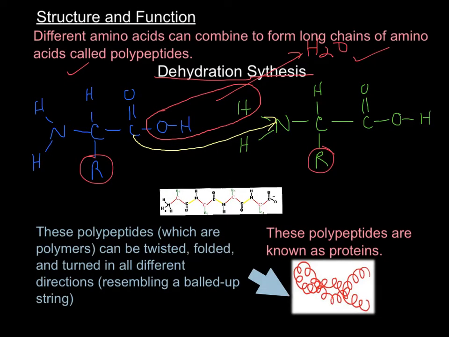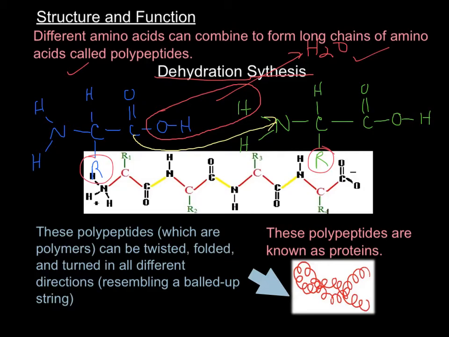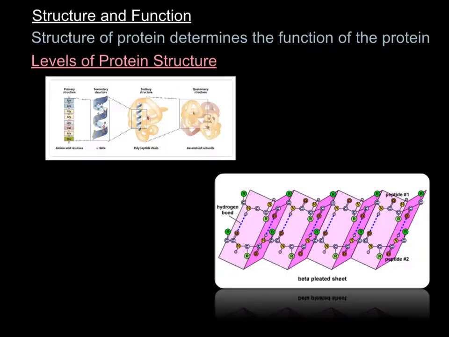Now, as we form more and more peptide bonds between our different amino acids, we get a long chain of amino acids like this. We have these peptide bonds being formed here, here, here, and so forth, making a very long chain. And these polypeptides are known as proteins. Now, these polypeptides, or these proteins, can be twisted, folded, and turned in all different directions, resembling kind of a balled-up shoestring, something that's really complex and balled up. There are different structures that can come of this, from these peptide bonds being formed.